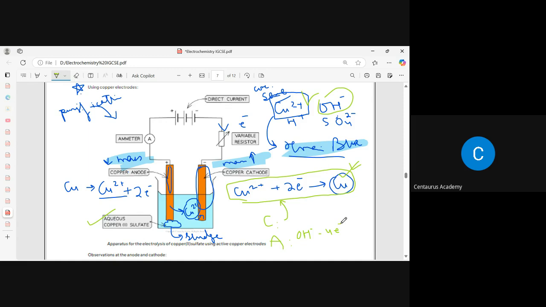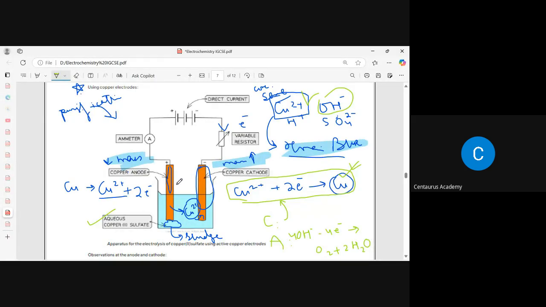Do you think that the mass of the copper still increases? Okay, let me tell you. So up till now, do you have any questions regarding the electrolysis with copper electrodes? Anybody? Because we will be comparing both of these. So if anyone has any questions, do ask me right now.